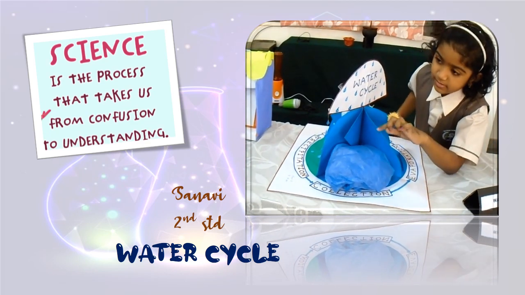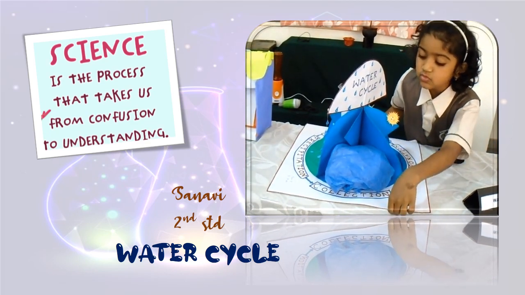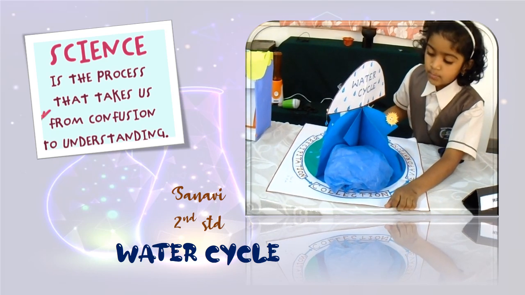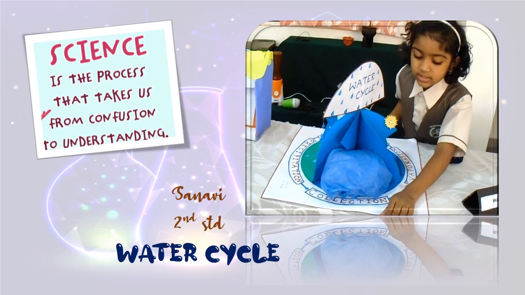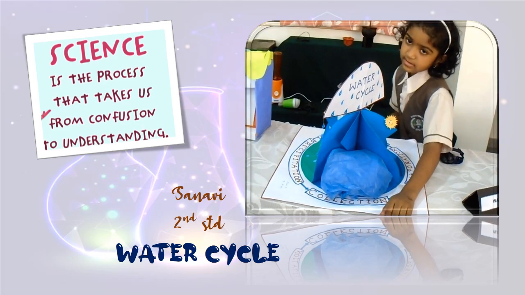Collection. The water falling from the sky collects in different bodies like oceans, seas, rivers, ponds, streams, lakes. The water evaporates again and the cycle continues.